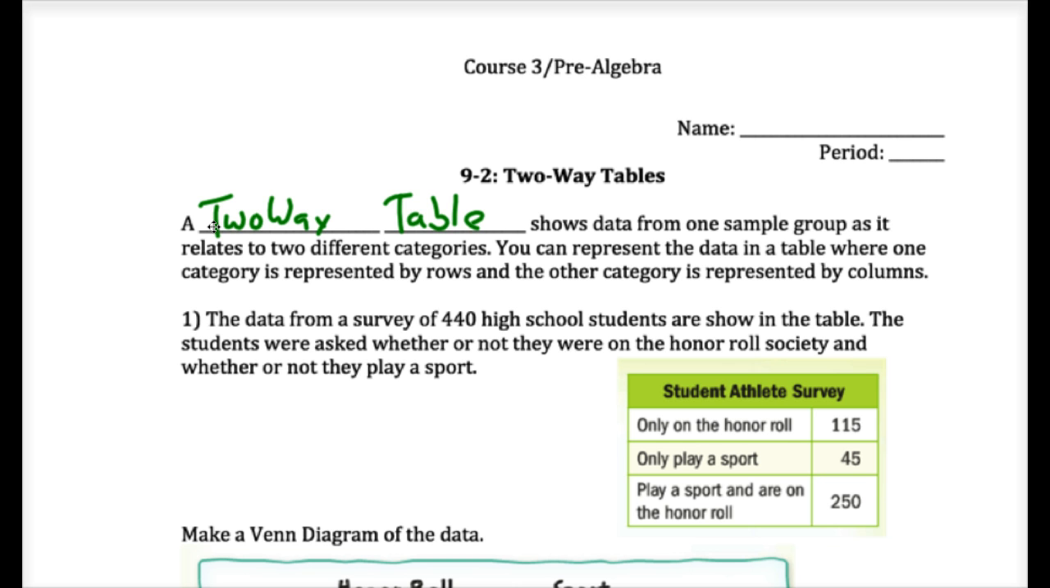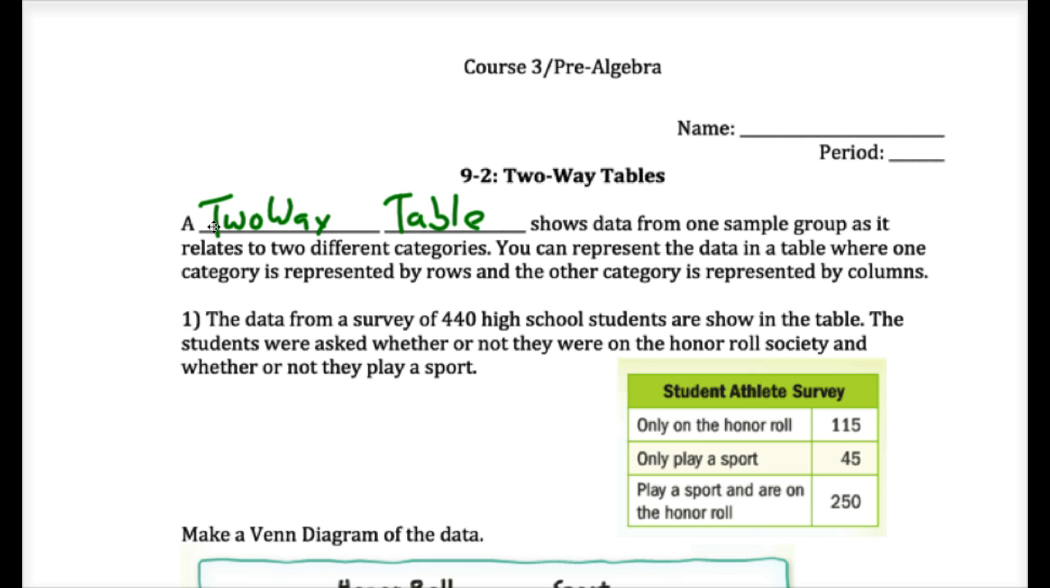Jack, what would you say? Okay, so you're both of them. So Jack says he's on the honor roll and he plays a sport. Everybody understand that? Somebody give me a different answer that a kid could answer. Harrison, what are you doing? Only on the honor roll. No sport. Harrison is on the honor roll. He's not playing a sport. Somebody give me a different answer.